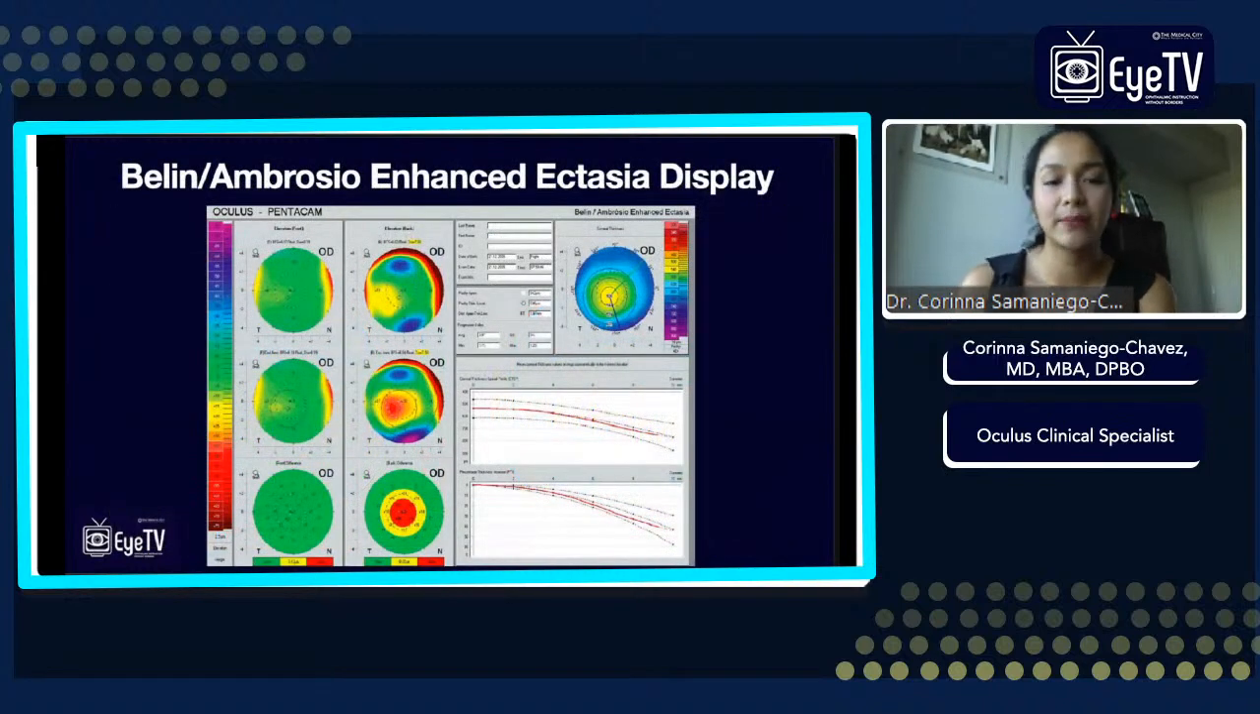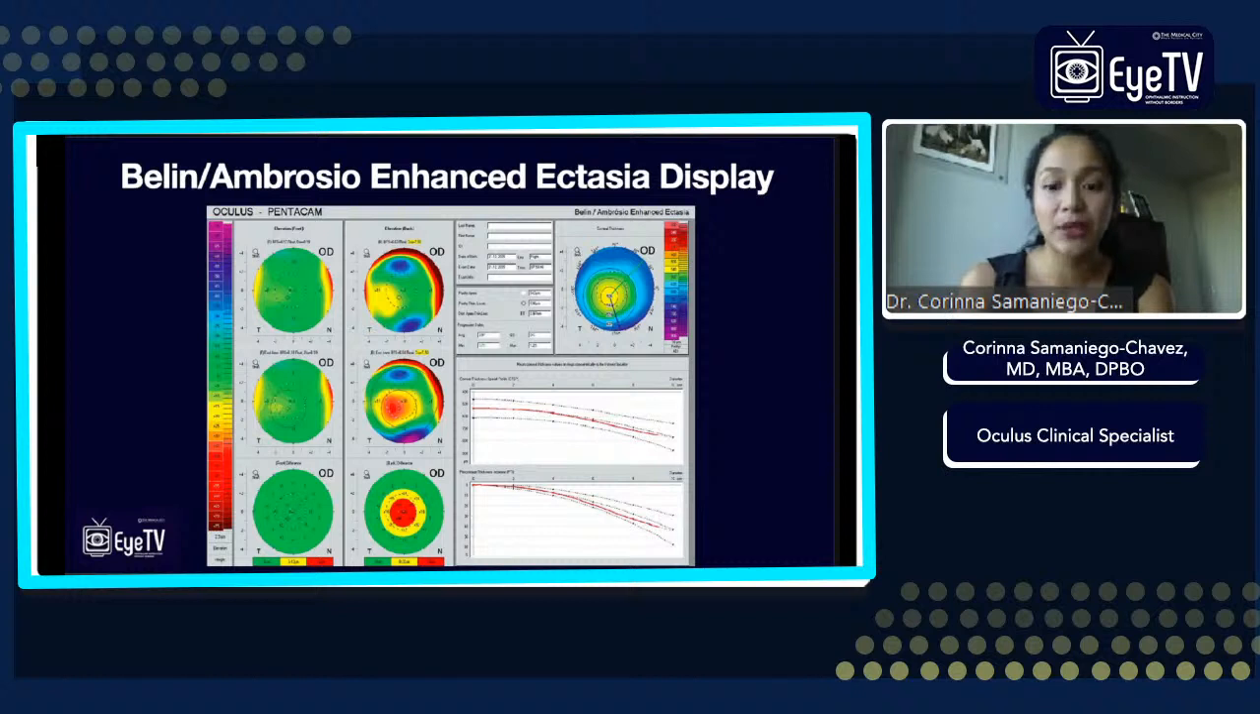Tying all of these elements together, the Belin Enhanced Ectasia Display combines elevation-based and pachymetric data in order to give the clinician a global view of the structure of the cornea and to quickly and effectively screen patients for ectatic disease. The combination of pachymetric graphs, indices, and elevation maps with the enhanced reference sphere make possible an increased sensitivity and specificity in the screening of patients for ectatic disease.